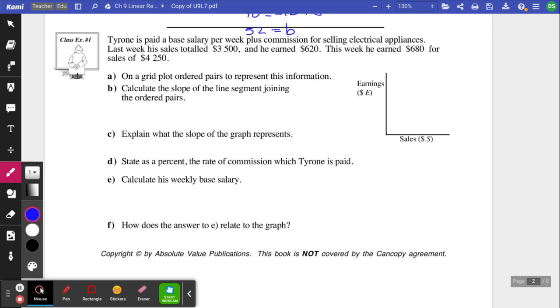It says this week he earned $680 for sales of $4,250. So we're supposed to plot those. Okay, ready? We're just going to kind of ballpark it. We're not going to make a scale. We're just going to throw it out there, see what we get.